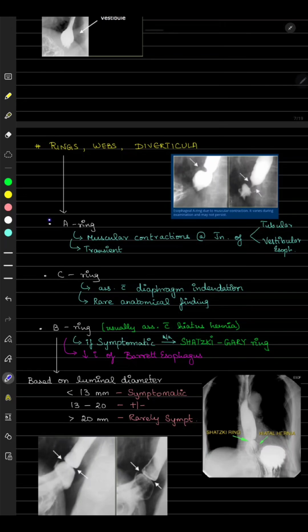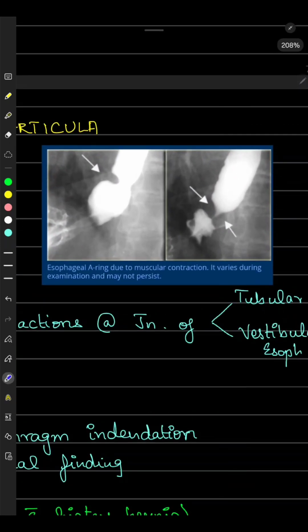So the A ring is because of muscular contractions at the junction of the tubular and the vestibular esophagus. I told you what is tubular, what is vestibular. In between them there are muscular contractions that produce an A ring here. So is this muscular contraction a sustained thing? Definitely it's not, and therefore it's a transient muscular contraction. So you can see here there is an esophageal A ring due to muscular contraction. Again, it varies during examination, may not even persist. So this is the A ring over here. You can see this is the tubular esophagus converting into a vestibular esophagus.